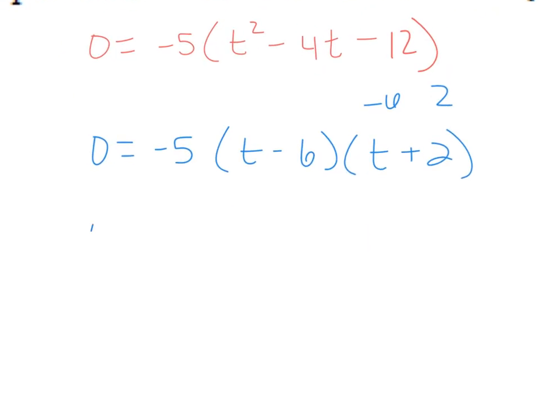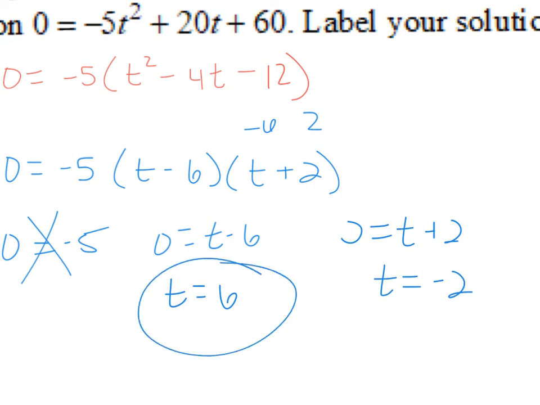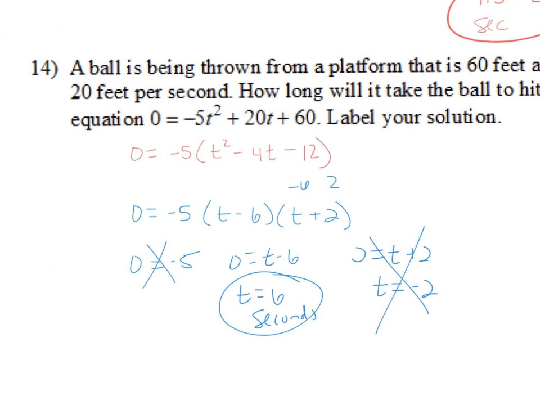Now, when I set these equal to 0 and solve, we're going to throw out the -5 because that doesn't work. So 0 equals t minus 6, and 0 equals t plus 2. So t will equal +6, and t will equal -2. So now if I'm looking at the two of those, only one of these is going to make sense. It's got to be the positive guy. And we're still talking seconds here. So it'll be 6 seconds. This guy we're going to throw out because you can't have a negative time. And that concludes the answer key.